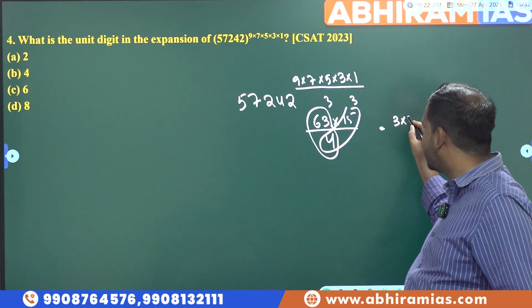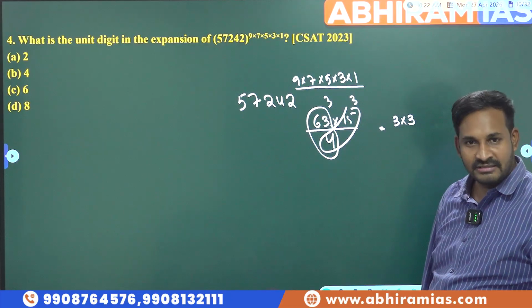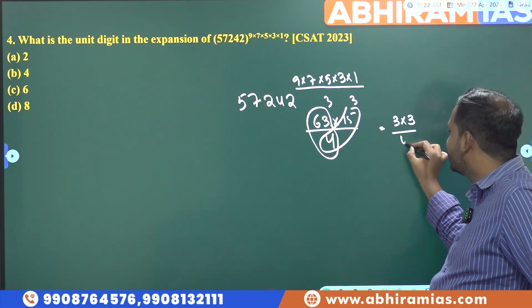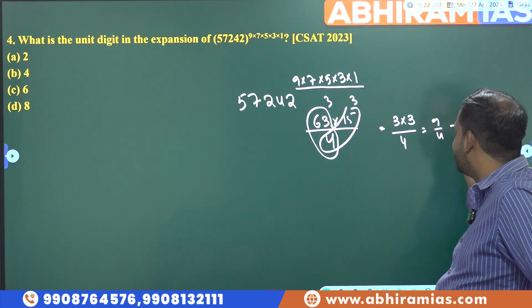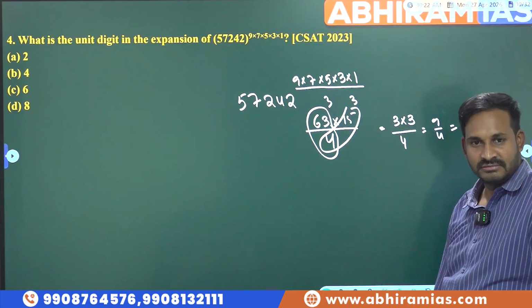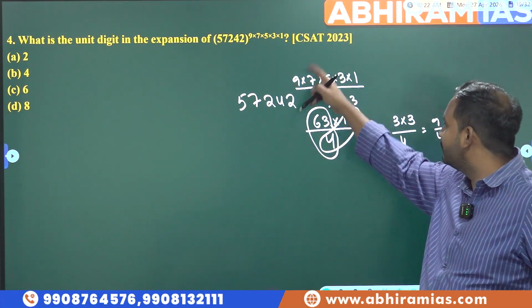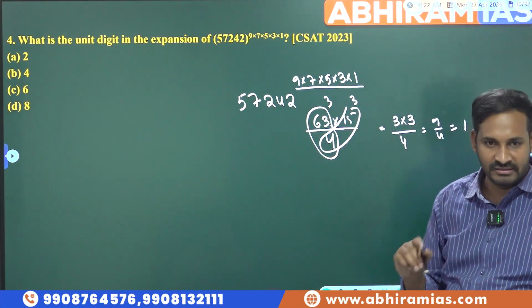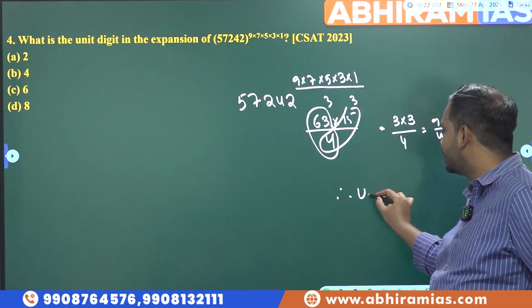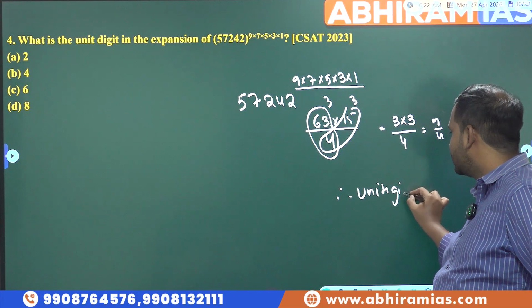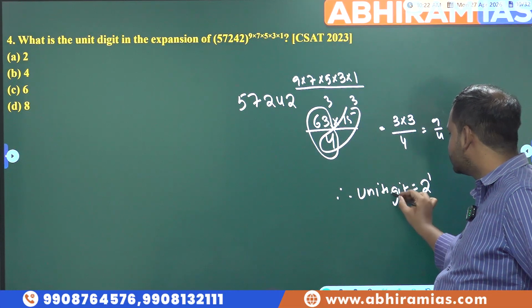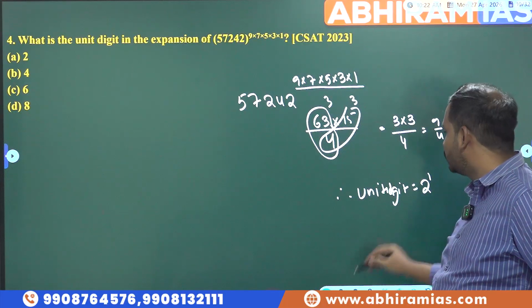3 into 3 అంటే ఏమవుతుంది? 9. మళ్ళీ ఏం చేస్తాం మనం? 4తోనే డివైడ్ చేస్తాం. రిమైండర్ ఏమొస్తుంది? 1. అంటే రిమైండర్ ఫైనల్గా మీరు 4తో డివైడ్ చేస్తే ఆ పవర్ని ఏమొస్తుంది? 1. సో దేర్ ఫోర్ యూనిట్స్ డిజిట్ ఏమవుతుంది? ఈజ్ ఈక్వల్ టు 2 power 1. 2 power 1 is 2.